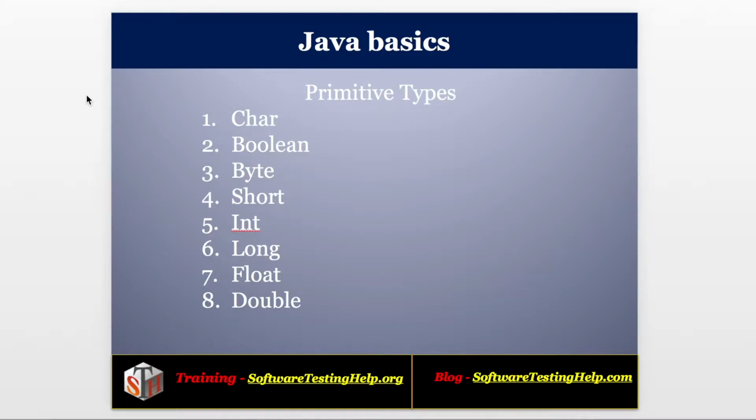Now we will see what data types are available in the primitive category. We have char, boolean, byte, short, int, long, float and double. Float and double are floating point types. Int, short and long are integer types. Boolean is boolean type; it will have true or false. And char is to hold a single character and byte is 8-bit size.